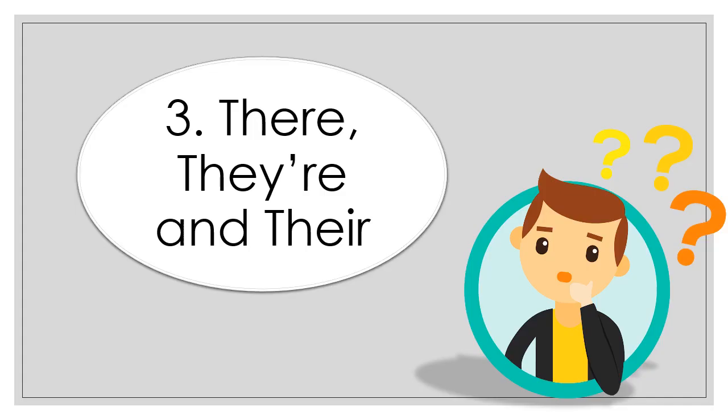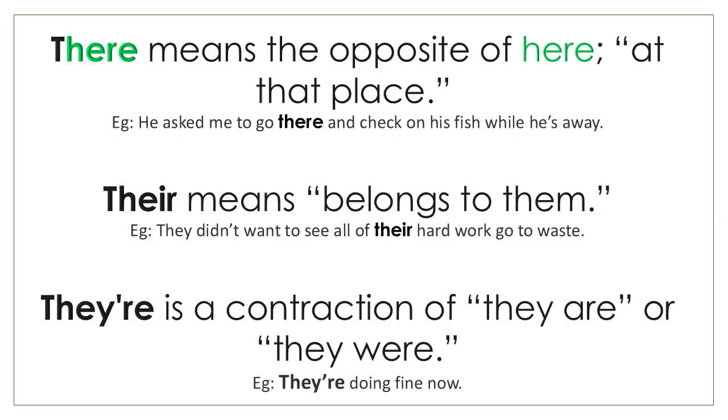Next comes the age-old problem of using there, they're, and their. Let's once again revisit what these words are used for. There means the opposite of here, so you can keep the spelling in mind by the word here. T-H-E-R-E. So there means at that place.